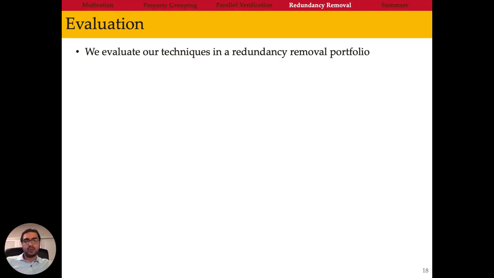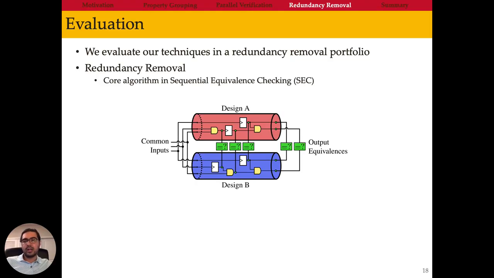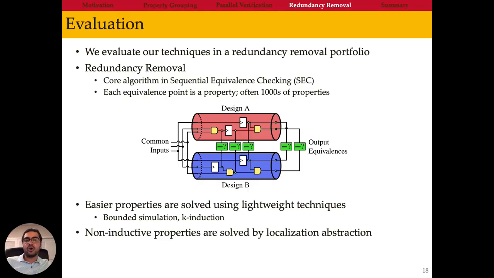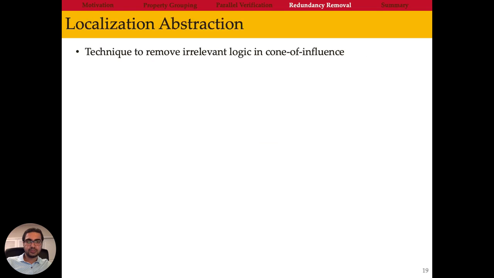We evaluate our proposed techniques in a redundancy removal portfolio. Redundancy removal is a core algorithm for sequential equivalence checking and reduces the composite model by identifying equivalences between intermediate design points. Each equivalence is a property, and typical redundancy removal tasks often have thousands of properties that have to be checked. While the easier equivalence properties are solved using lightweight techniques such as simulation or K-induction, the harder and non-inductive properties are solved exclusively using localization abstraction, for which it is the best known technique.